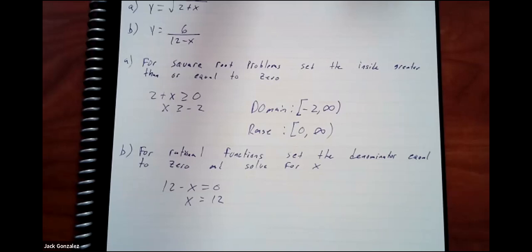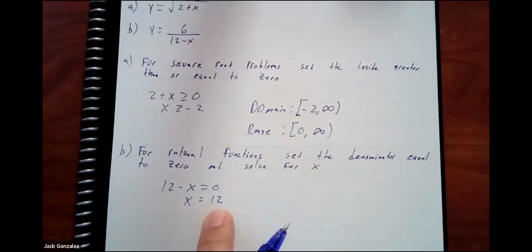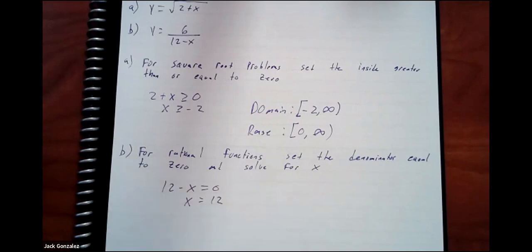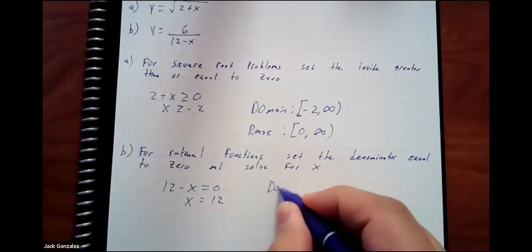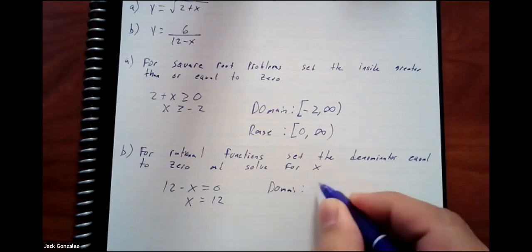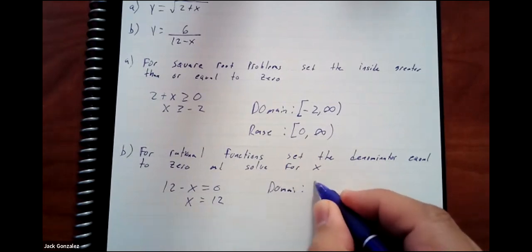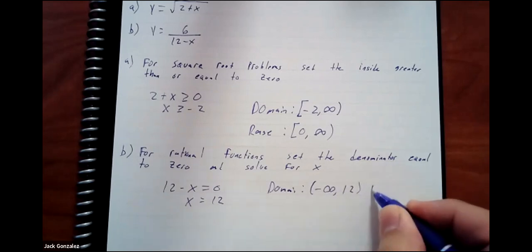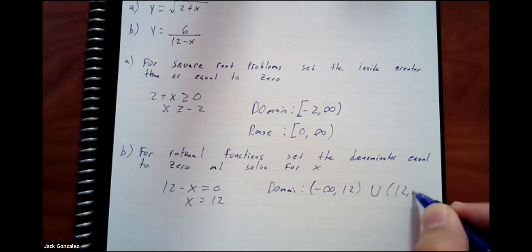So once you've done that, you work around it because you can't have 12 on this one because it'll create division by 0. So this is the number it can't be. So your domain will be everything around it. That's all you got to do. So domain will be everything before 12 combined with everything after 12.